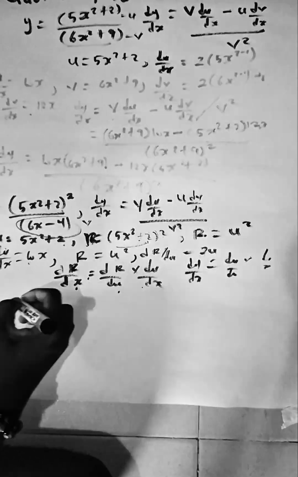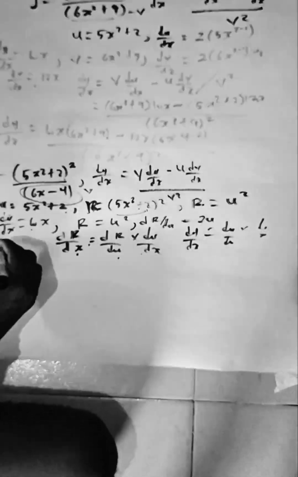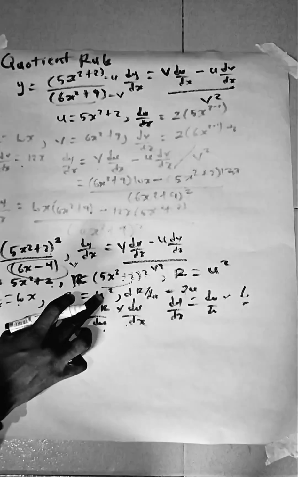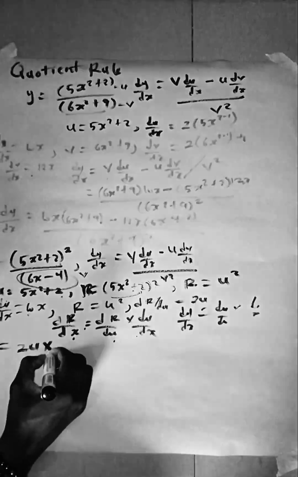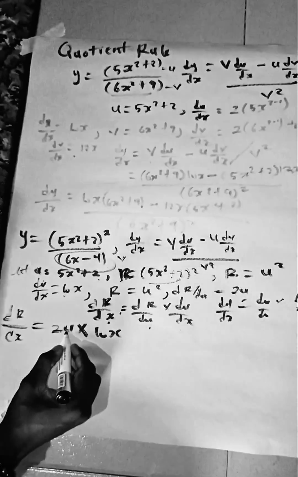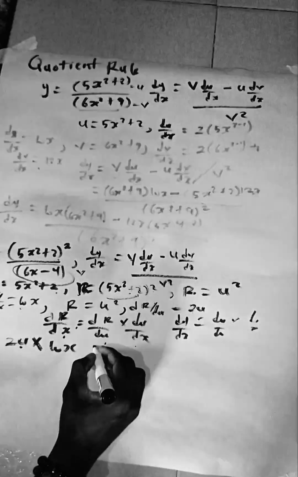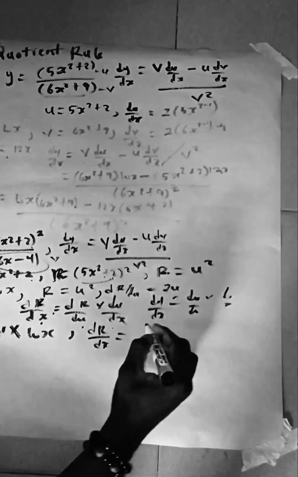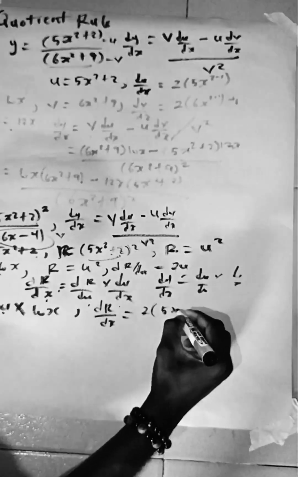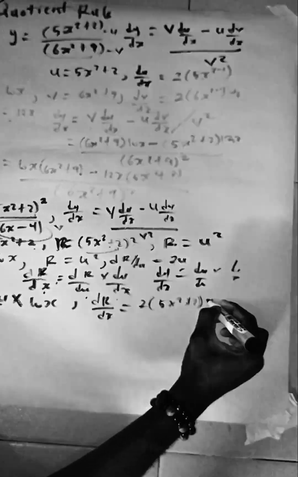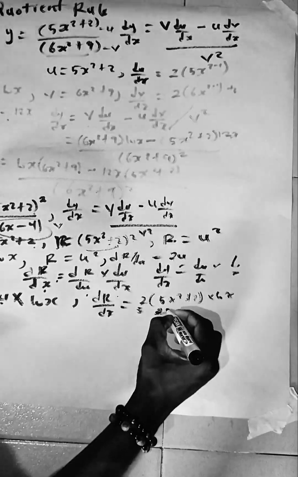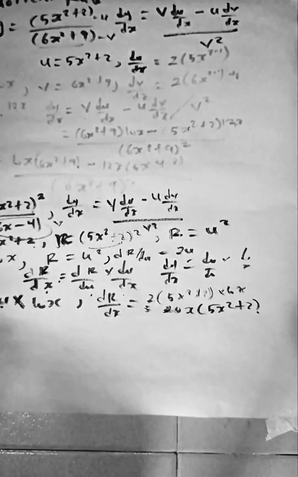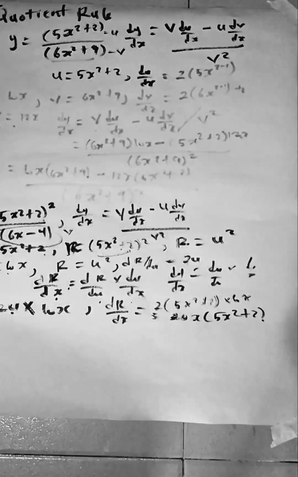They are variables that can differ depending on the context of the question. So we have our dr by dx equal to dr by du, which is 2u, times du by dx, which is 10x. Remember, our u was equal to 5x squared plus 2. So our dr by dx is equal to 2 times (5x squared plus 2), multiplied by 10x. This is going to equal 20x(5x squared plus 2). So yeah, that's that.